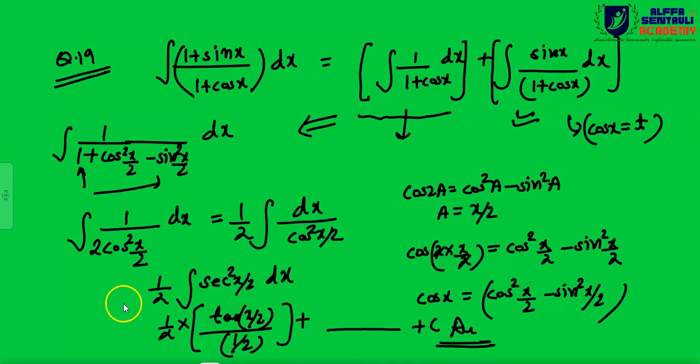Have you understood this question, beta? How to solve this question? Easy to solve. So beta, this is also for your homework problem. Try this question on your own and then tell me the final answer. I have given you a hint.